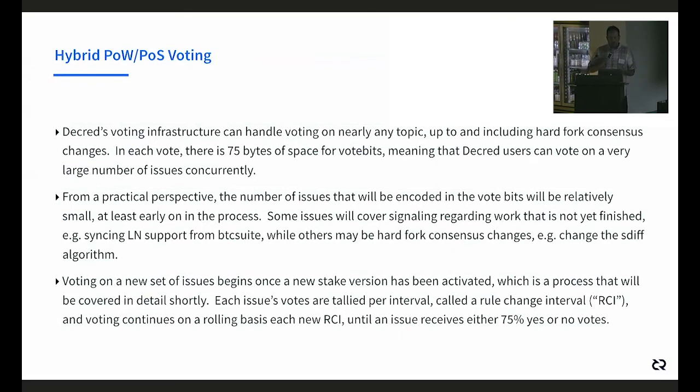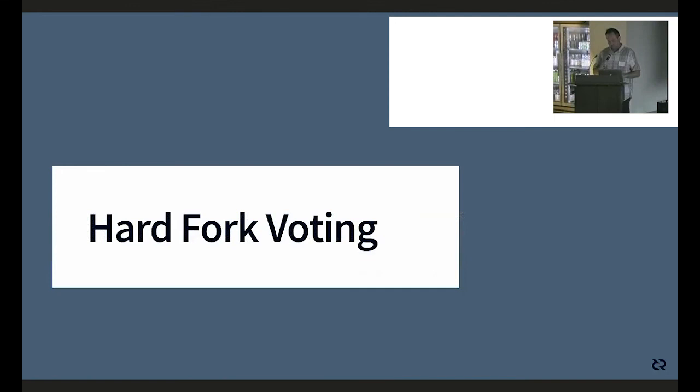But the way this works is that there's a staged upgrade that occurs, and then during certain intervals called RCIs, rule change intervals, we tally votes for the various issues, and if they hit threshold, then they activate after a lock-in period. And I'll get into more detail about that in the next section.